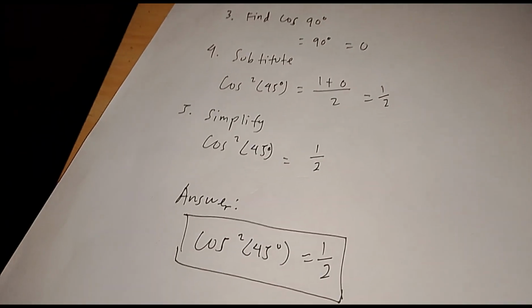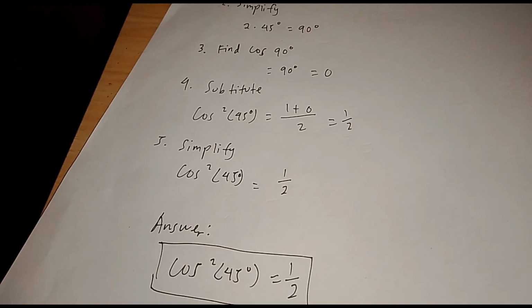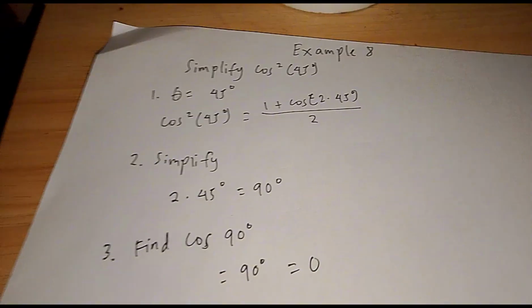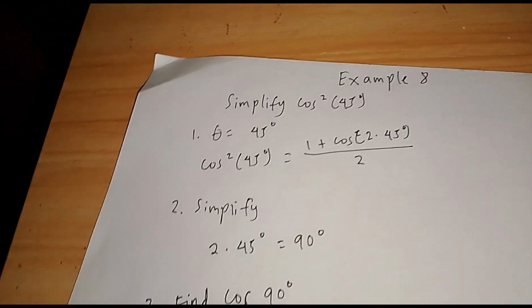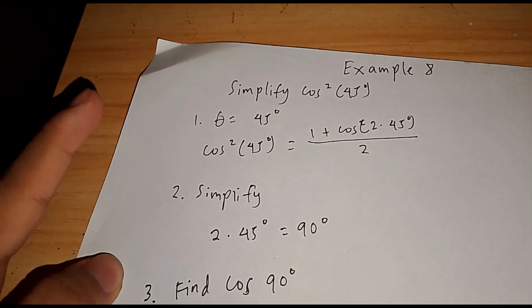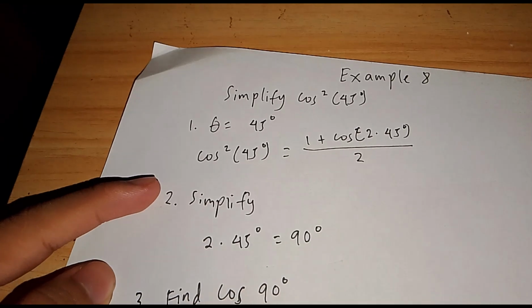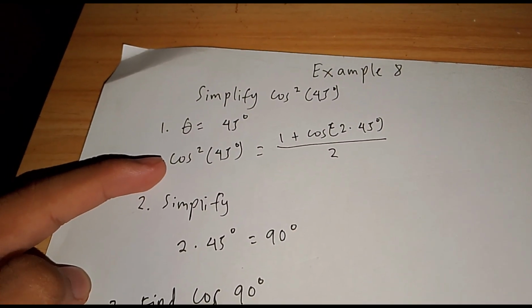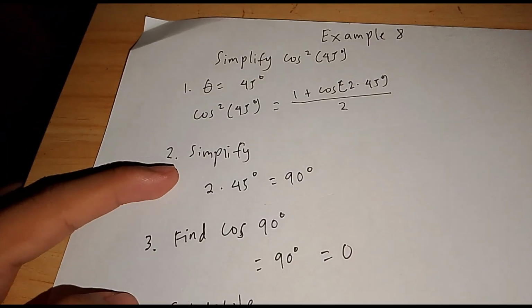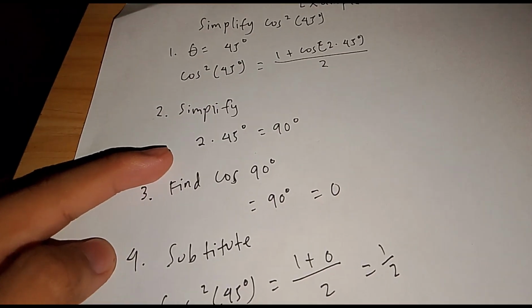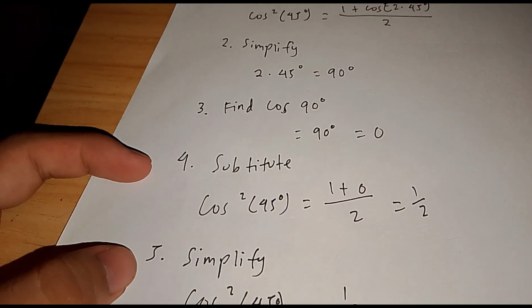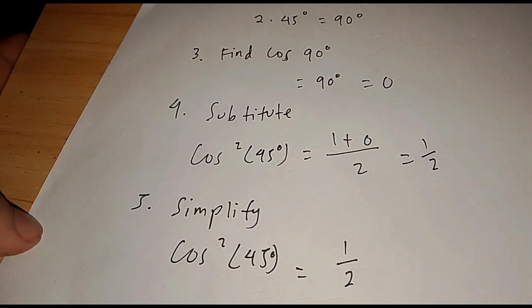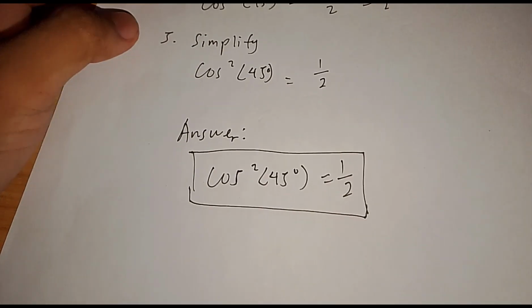So the final example is example number 8. Simplify cosine squared 45 degrees. So theta is equal to 45 degrees. That's what we did in the last example. Same, substitute and simplify the cosine. 2 multiplied by 45 equals 90, and then cosine 90 is 0. Then substitute, 1 plus 0 over 2 is equal to 1/2. And then simplify, we get cosine squared 45 degrees is equal to 1/2.